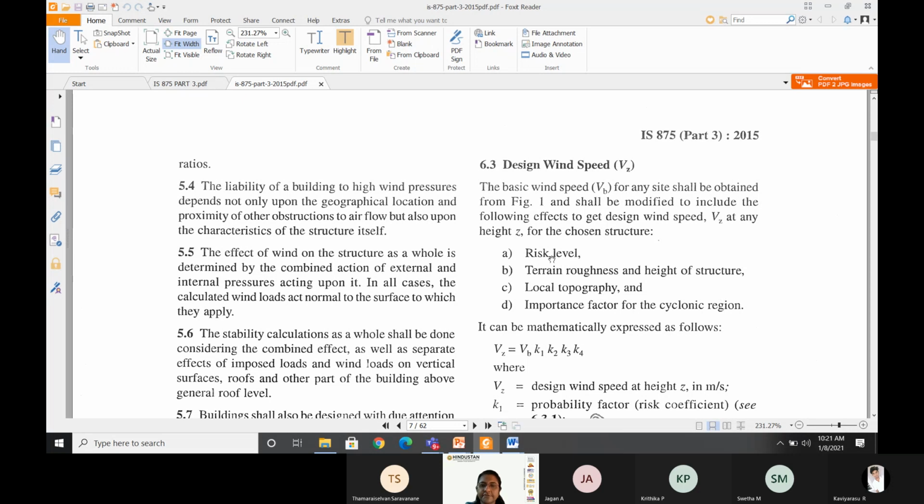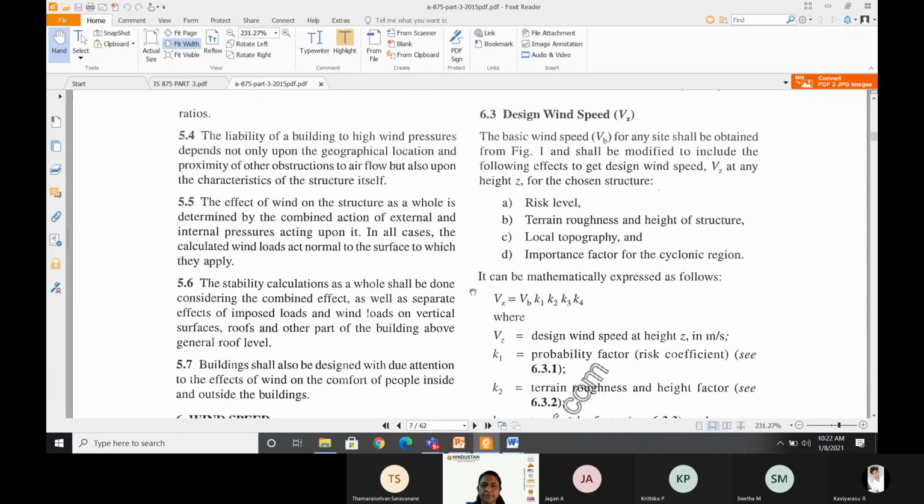Till 1987, the first 3 factors were only considered. Now, when the code is revised, this last portion, the importance factor for cyclonic region, is also considered in the calculation of design wind speed. So this equation you should remember.